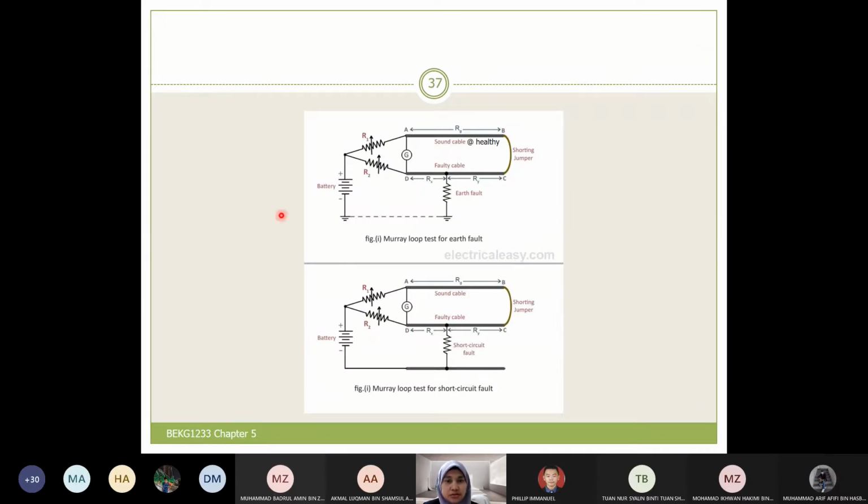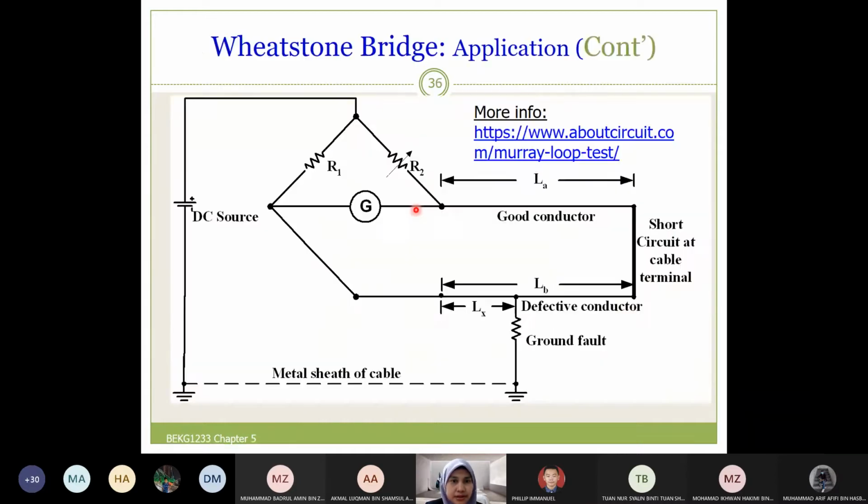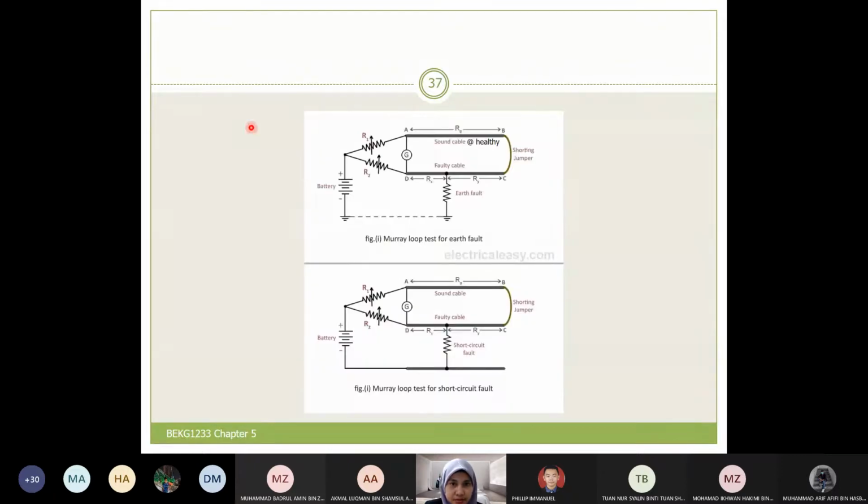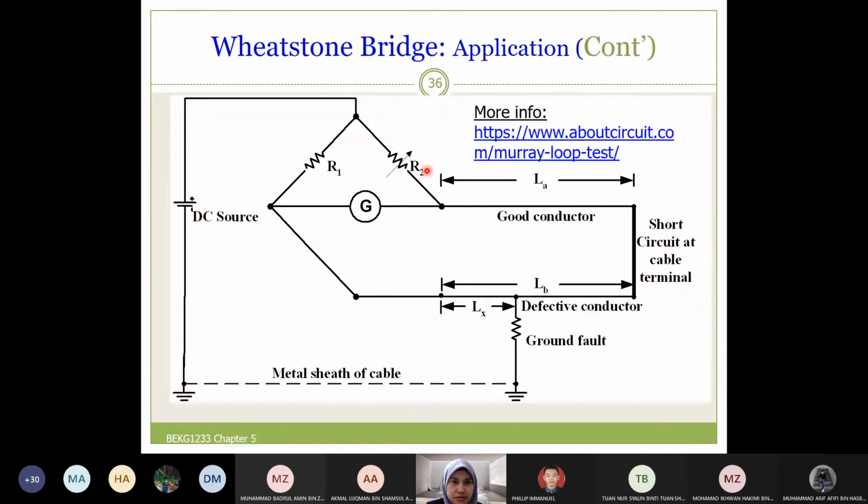This is another figure, but the concept is the same. We adjust R1 and R2 until the galvanometer shows 0. So this is A until this point is represented as R here. Represented as R. And Rx here represents X here.